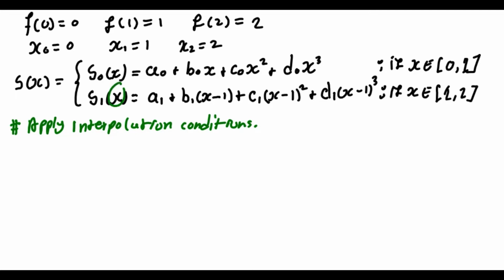You do the same for the second one: you substitute for 1 as well as 2. So we are going to write it this way. We are going to say S naught of 0. What is this equal to? Remember, S naught of 0 is the same as f of 0, which is equal to 0. So it simply means our S naught of 0 is equal to 0.